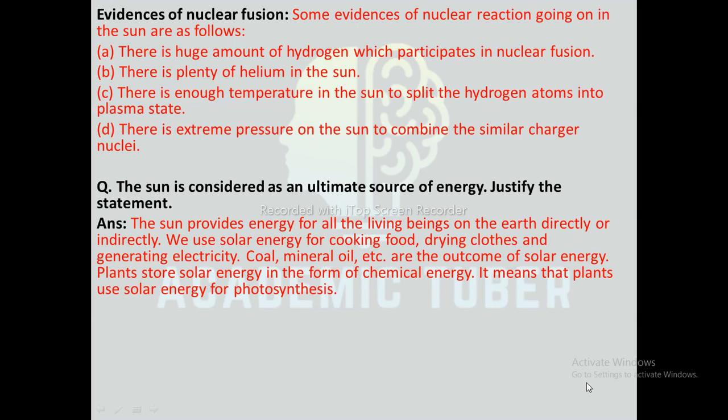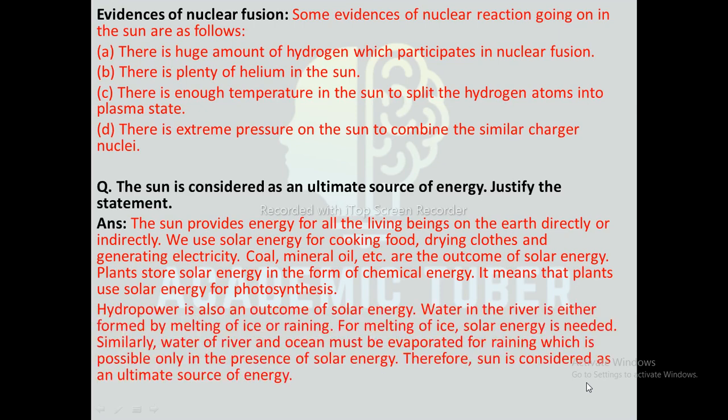Plants store solar energy in the form of chemical energy. It means that the plants use solar energy for photosynthesis. Hydropower is also an outcome of solar energy. Water in the river is either formed by melting of ice or raining. For melting of ice, solar energy is needed. Similarly, water of river and ocean must be evaporated for raining, which is possible only in the presence of solar energy. Therefore, sun is considered as the ultimate source of energy.